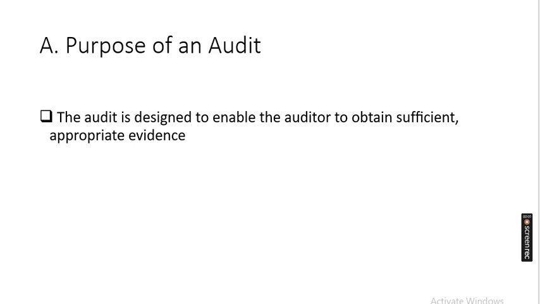The aim of auditing, you need to appreciate the aim of auditing. So the main aim of an audit is to enable you as an auditor to obtain sufficient, appropriate audit evidence. Sufficient actually means quantity, so you should get as much evidence as you can, while appropriateness means quality. So you should get quality evidence, again, which is enough.